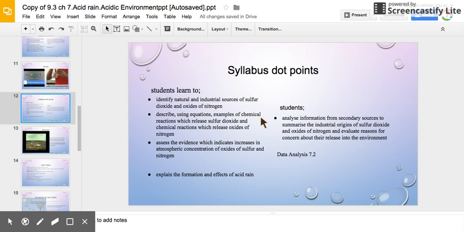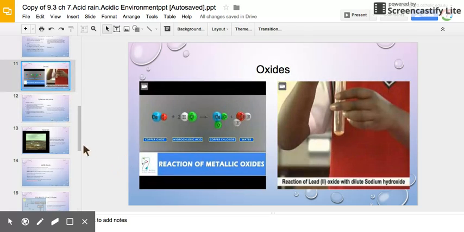Right, ladies, so far you've learned how to look at natural and industrial sources of sulfur dioxide and of oxides of nitrogen. You should be able to list a few of those, and you should be able to write the equations that go with those chemical reactions that release sulfur dioxide and the oxides of nitrogen, and that then go ahead to form acid rain. We've looked at evidence that these exist in the environment, and this section is more about the effects of acid rain. So that's where we're up to at this point.